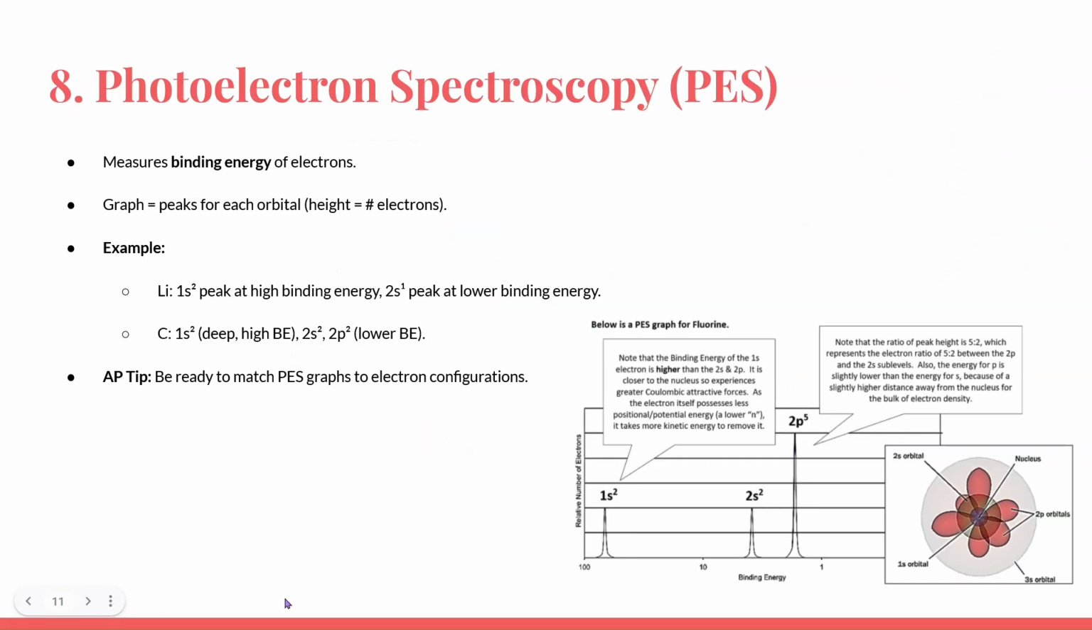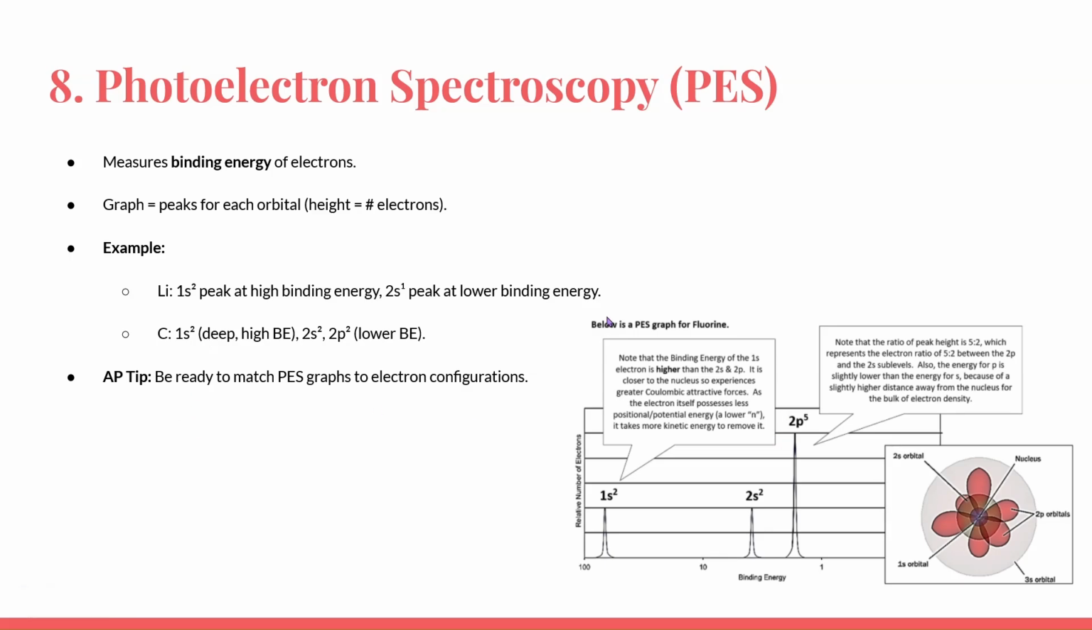And then you have PES, or photoelectron spectroscopy. It measures the binding energy of electrons. A graph equals peaks for each orbital. Height equals number of electrons. Example, lithium: 1s2 peak at high binding energy, 2s1 peak at lower binding energy, because the electrons are further away. And same for carbon. And then here's a table.